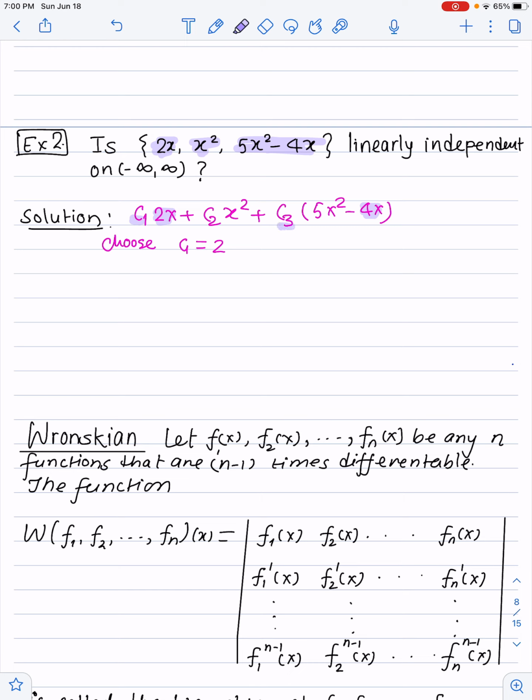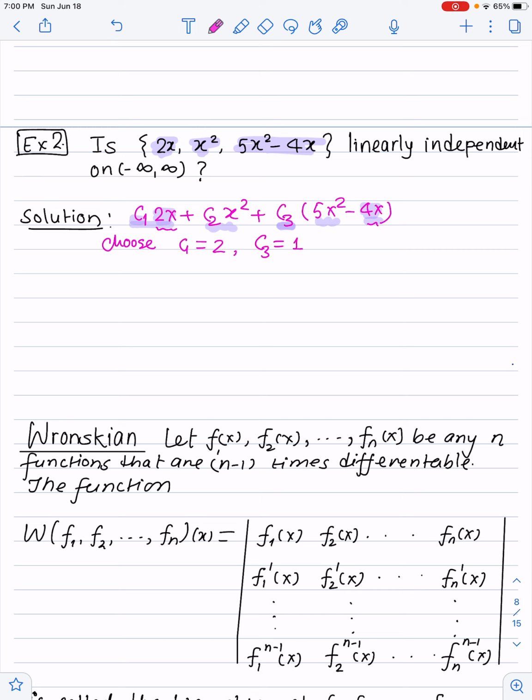And if I choose c3 equals 1, this term will give us 4x, and this term will give us -4x, and that will be cancelled out, right? So if I choose c1 equals 2 and c3 equals 1, then this term will be cancelled out. Now the rest is this one and this one.